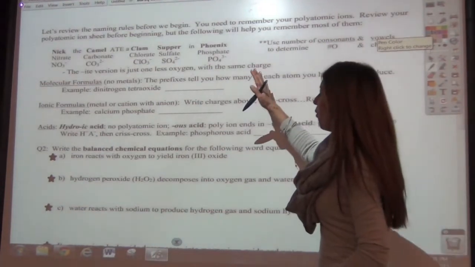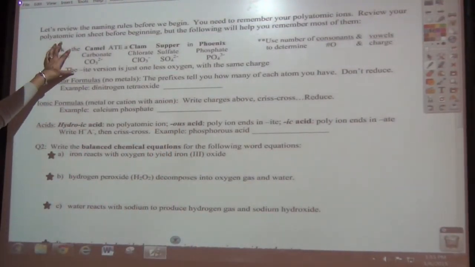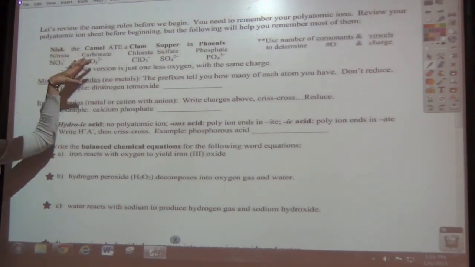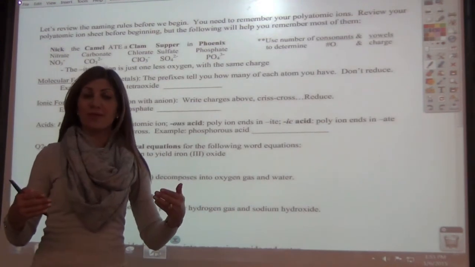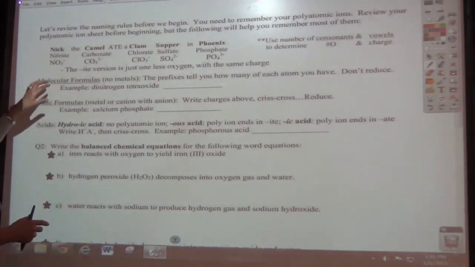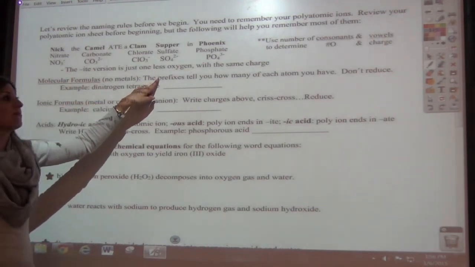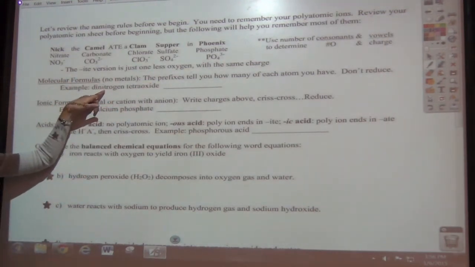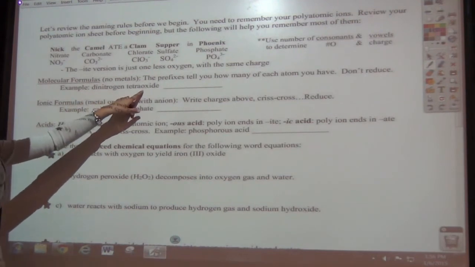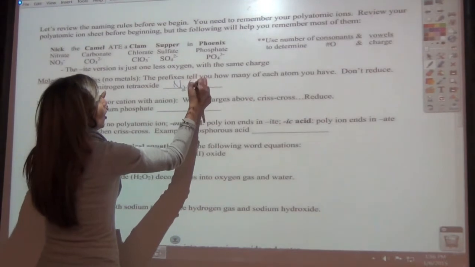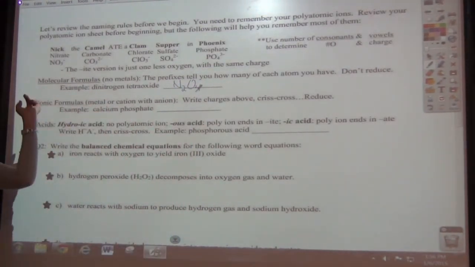All right, so what we're going to do now is we're going to actually write the formulas out. So this is just a quick review of polyatomic ions, but for now, use your polyatomic ions again so that you can get used to them again. So have your polyatomic ion sheet, it's going to help you, okay? Molecular formulas, remember, the prefixes tell you how many of each atom you have, and you don't reduce them. So for example, what is dinitrogen tetraoxide? What would that be? N2O4. Awesome.